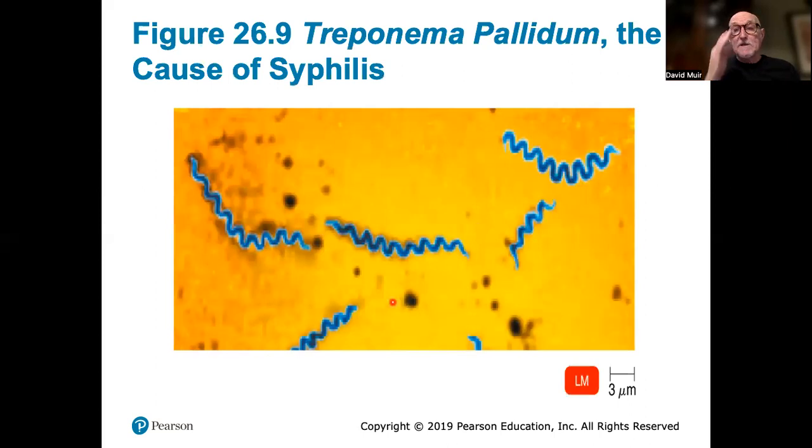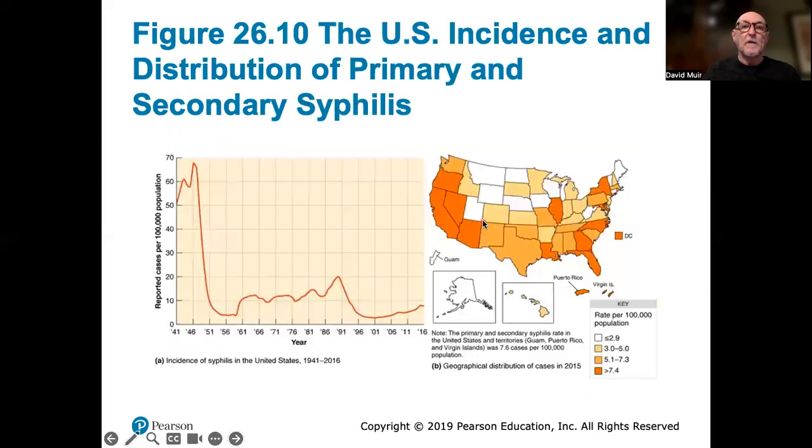So this is what the organism looks like. You can see it's a tight spiral, and running through the middle of it, there is the single flagellum, which when it spins, causes the whole organism to spin like a corkscrew.